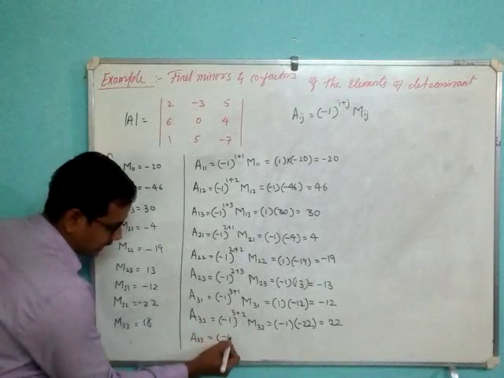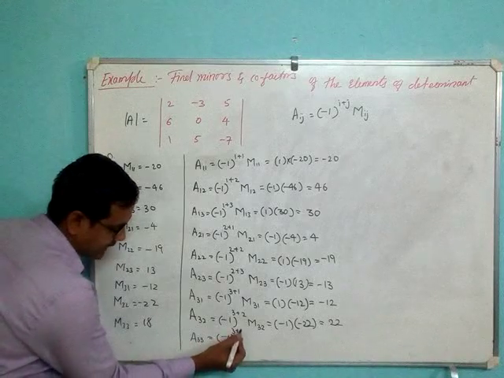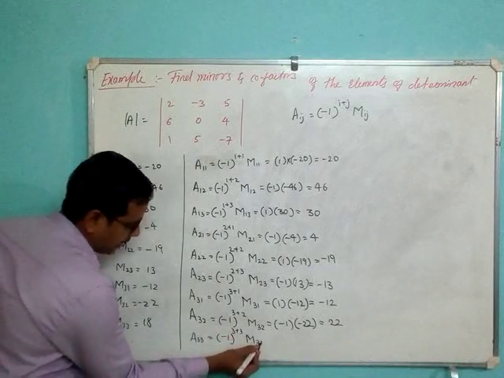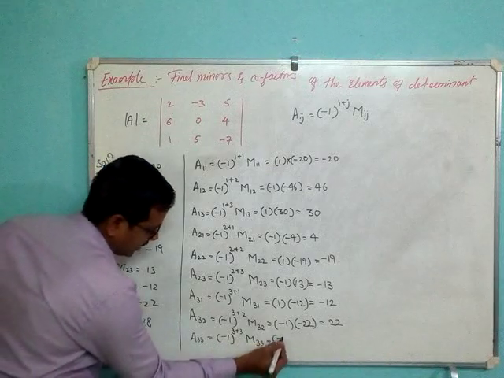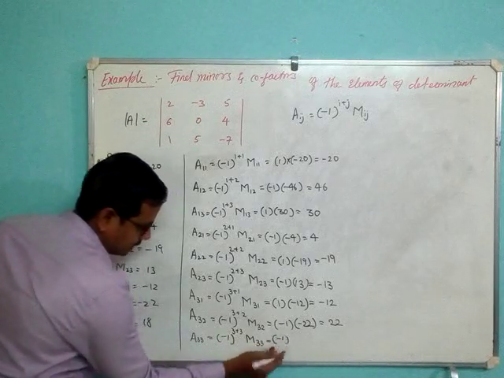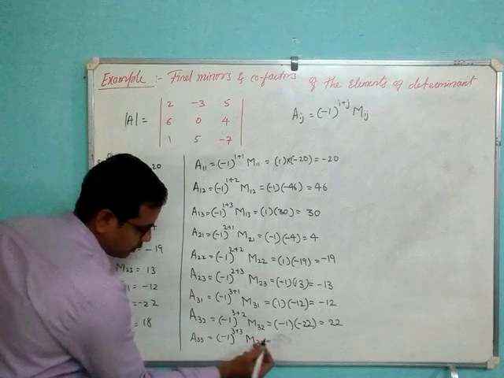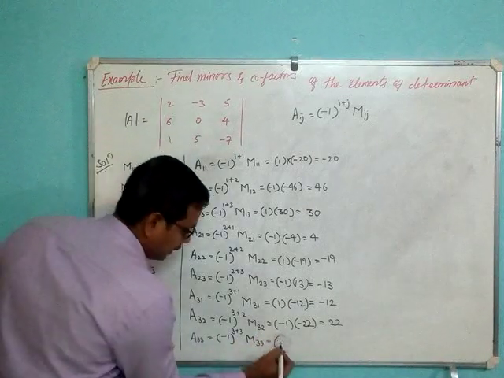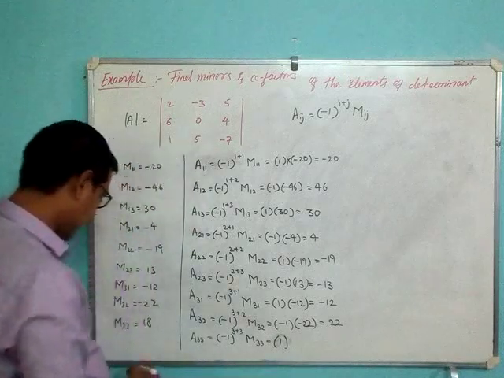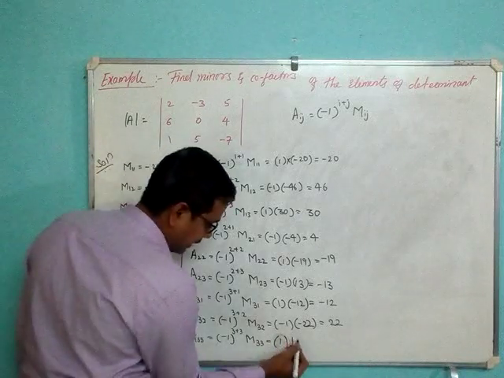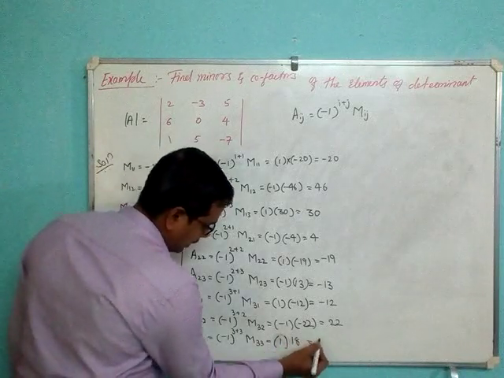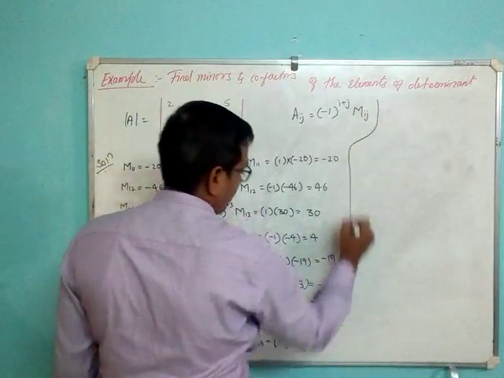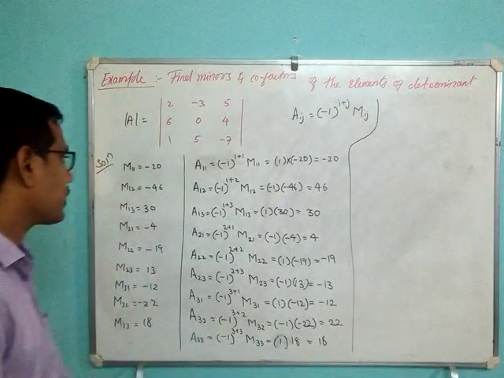A33 is minus 1 to the power 3 plus 3. I is 3, J is 3. So minus 1 to the power 3 plus 3 into M33. Sorry, plus 1. What is minus 1 to the power 3 plus 3? 3 plus 3 is 6. So minus 1 to the power 6 is plus 1 into M33. M33 is 18, so this will be equal to 18. Okay, so I hope you have understood this one.